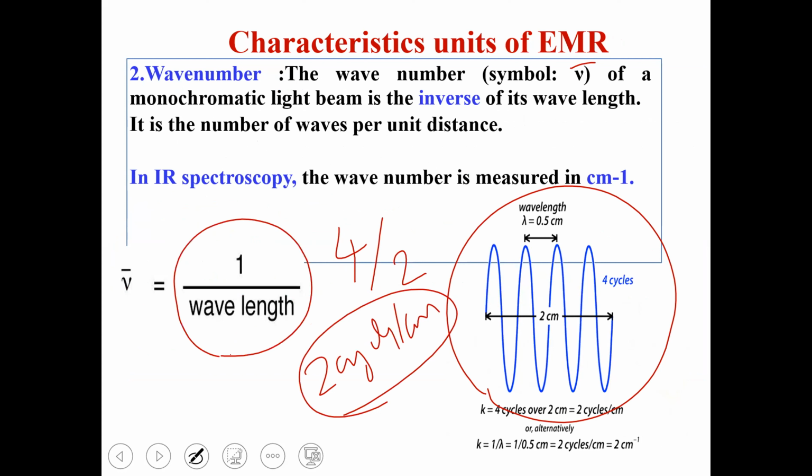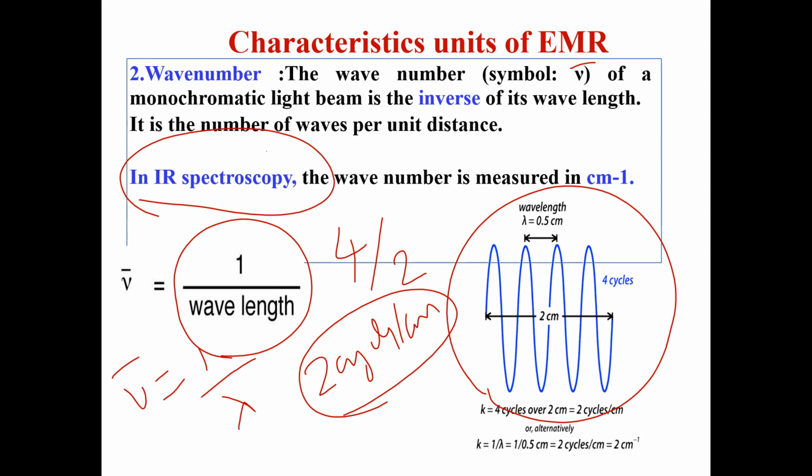Again, you can use a formula, which is nu bar is equal to 1 by lambda, where lambda is the wavelength. That's how these wave numbers are employed, and it is specifically helpful when you prepare for IR spectroscopy.